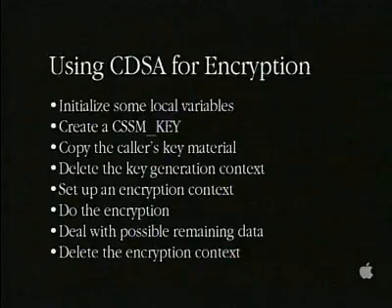What this thing has to do is initialize some local variables. It ends up creating a CSSM key, which is the way that keys are actually passed around through the crypto algorithms in CDSA. It copies in the caller's key material. So this is a standard encryption call where you're passing in a password or passphrase or something like that. It deletes the key generation context, sets up an encryption context, and actually does the encryption, which is what we finally want to do. And then it deals with the remaining data coming out of the algorithm and deletes the encryption context itself.